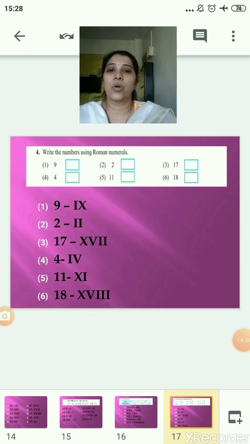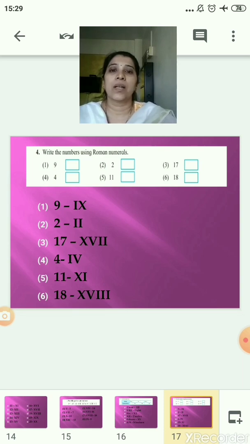Now let us go to the fourth question. Write the numbers using Roman numerals. So some numbers are given and you have to write the Roman numerals for it. So first they have given the number 9. So number 9, how will you write? You will write as capital letter I and then capital letter X.